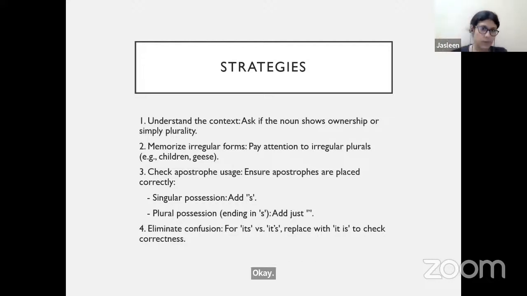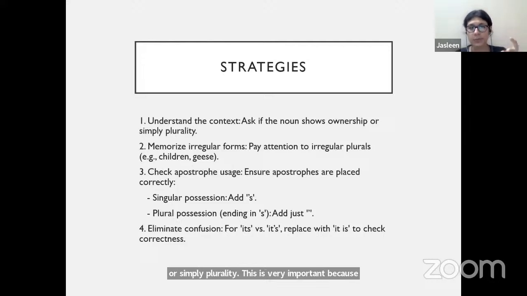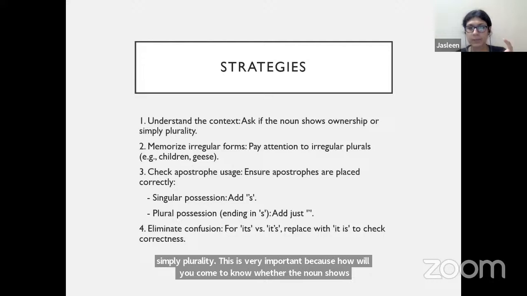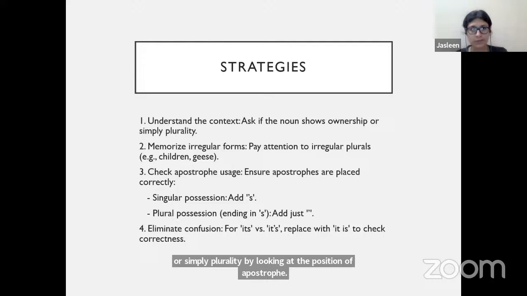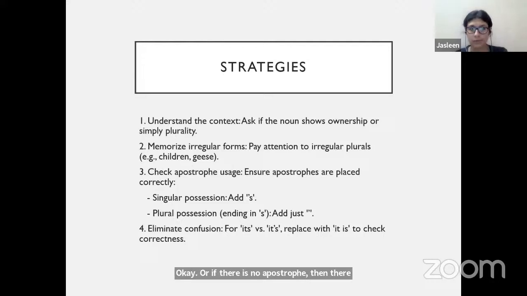Strategies. Now, the first one is understand the context. Ask if the noun shows ownership or simply plurality. This is very important because how will you come to know whether the noun shows ownership or simply plurality? By looking at the position of the apostrophe. Or if there is no apostrophe, then there is no question of ownership. If you don't see an apostrophe, if you only see the plural forms of words, then you will get an idea about the context.